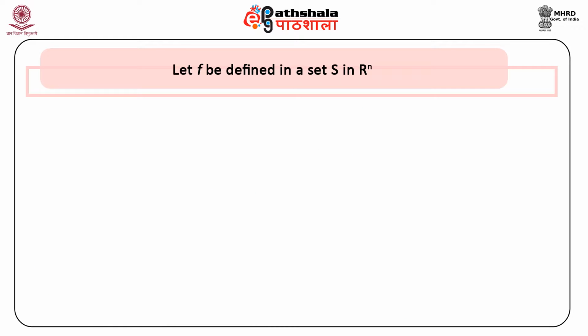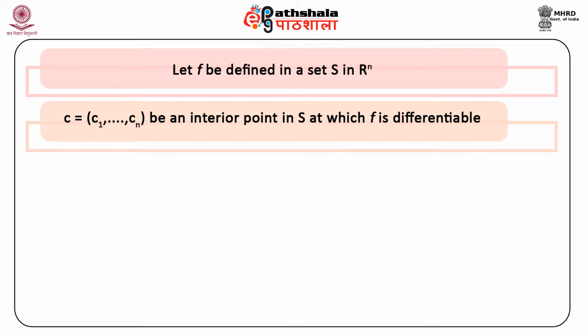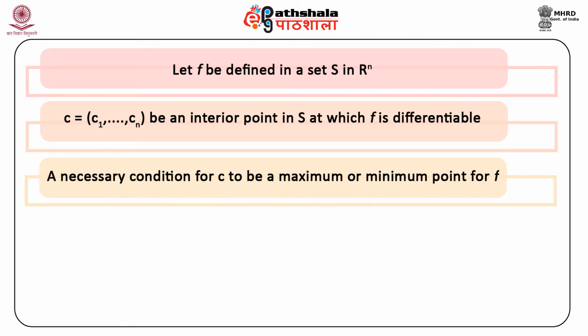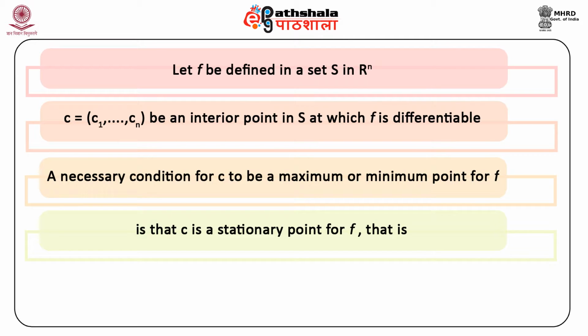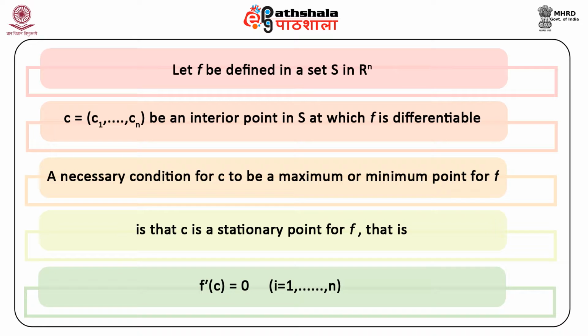Theorem: let f be defined in a set S in Rn space and let C equal to C1 till Cn be an interior point in S at which f is differentiable. A necessary condition for C to be a maximum or minimum point for f is that C is a stationary point for f, that is f dash i of C is equal to 0 for i going from 1 till n.